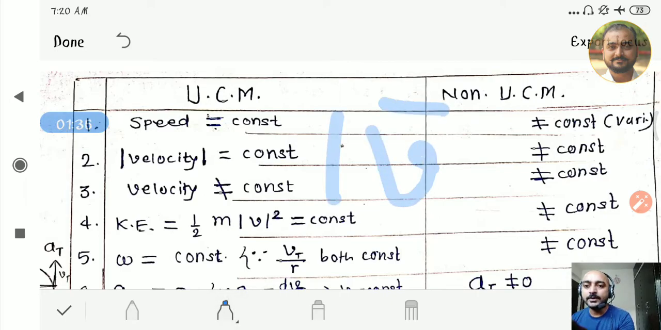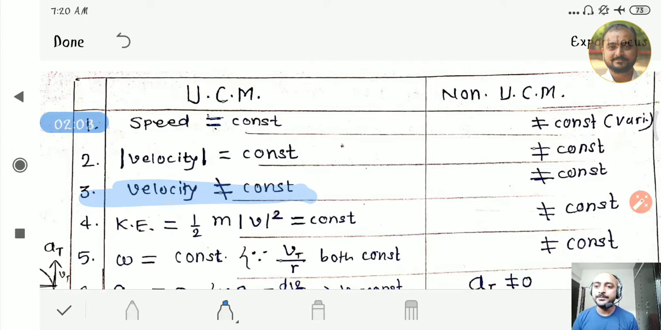Second point, you can write the magnitude of velocity is also constant. In simple manner, magnitude of velocity means what? That is the speed. So keep in mind the magnitude of velocity, that is the speed, also remains constant. Then next, the linear velocity of the body does not remain constant.